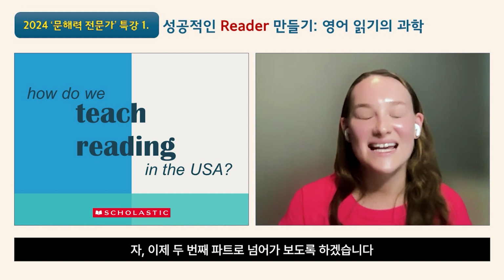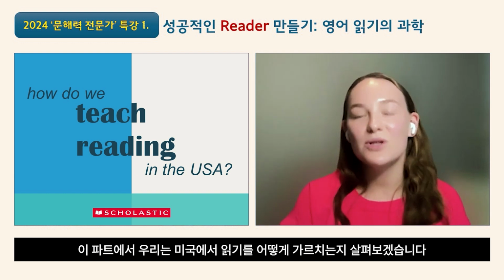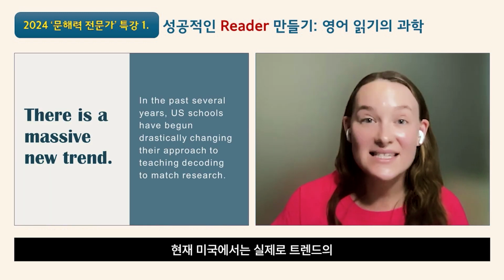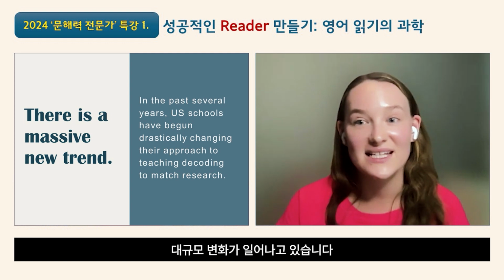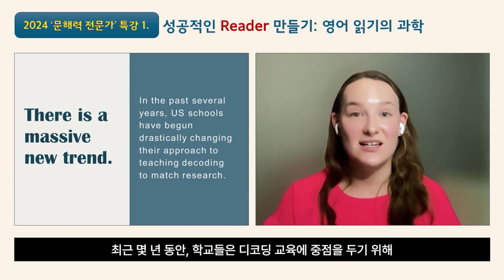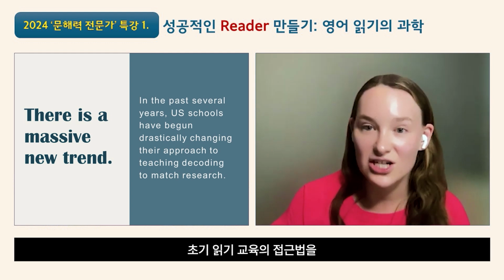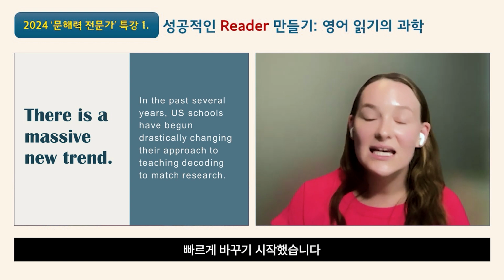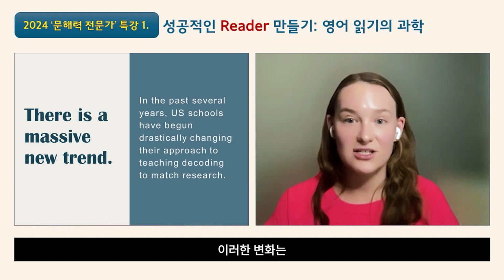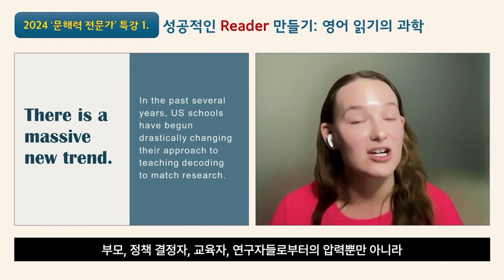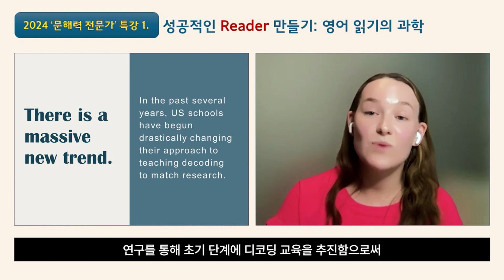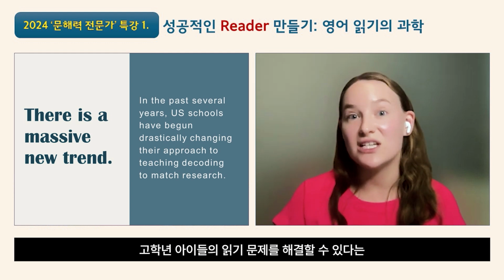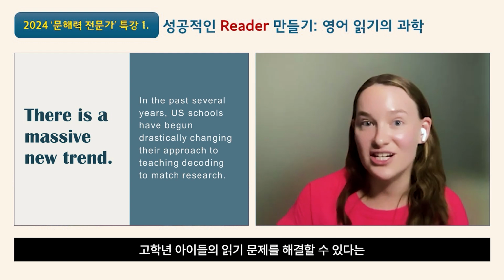Let's get into the second part of our session, where we'll explore how we teach reading in the USA. There is actually a massive trend and change happening in the United States right now. In recent years, schools have begun to rapidly adjust their approach to teaching early reading to focus on teaching decoding. This shift is due to a number of factors, including pressure from parents, policymakers, educators, and researchers, as well as acknowledgments of needs in older children that can be solved by using research to drive decoding instruction in these early years.